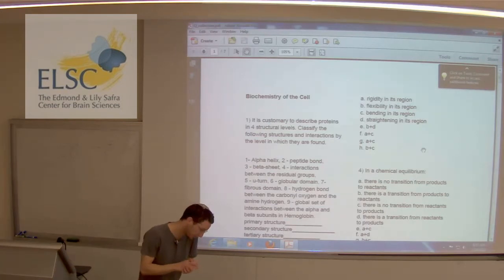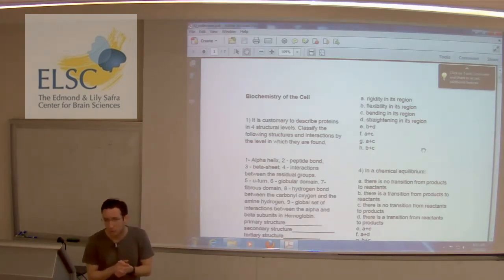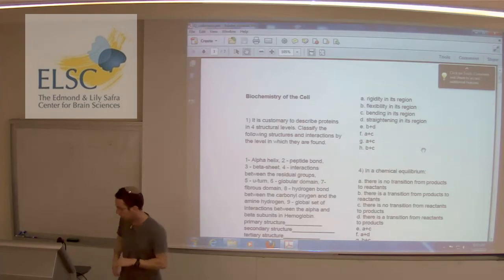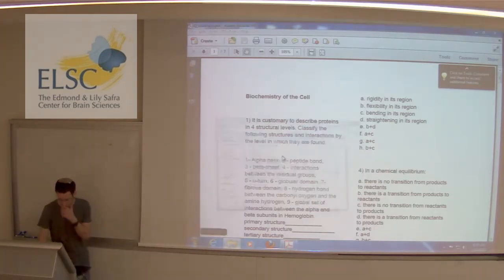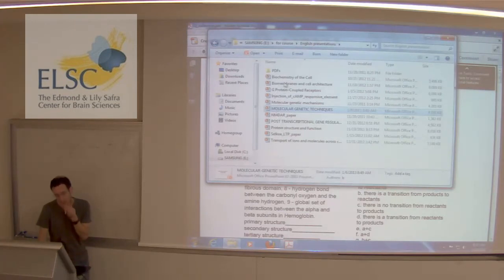C is correct also. Bending in its region. It might cause straightening, depends on which. But the double bond, it will always cause a kink. Let's open just the slide that shows this in the first chapter.